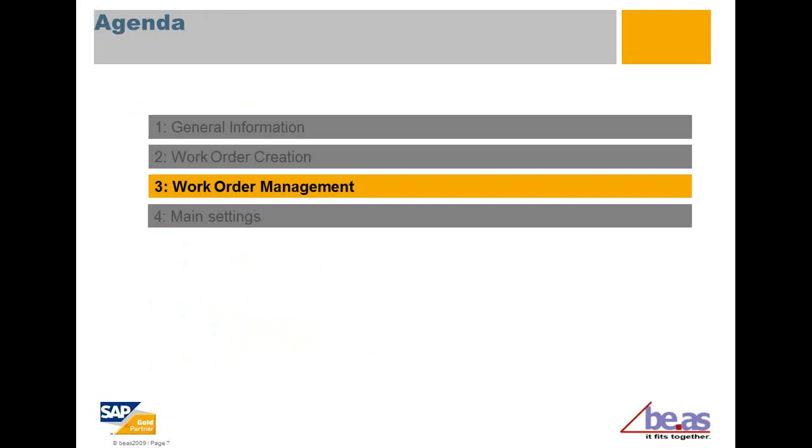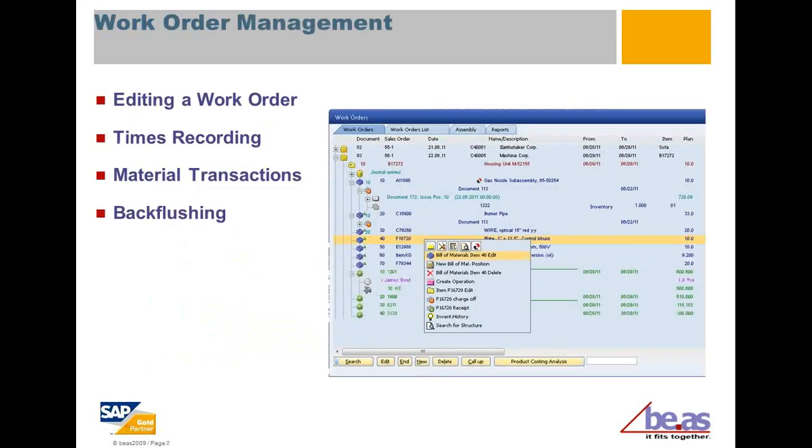Okay. Once we have created our work orders, then let's start to play a little with them. What we will do now is to edit the work orders, and later, of course, we will process the work order. What we can do in the work order is to input some times in the different operations. The workers can input some times. We will do some material transactions, and also we will see how the backflushing functionality works, when we do not input directly any time received in any specific operation.